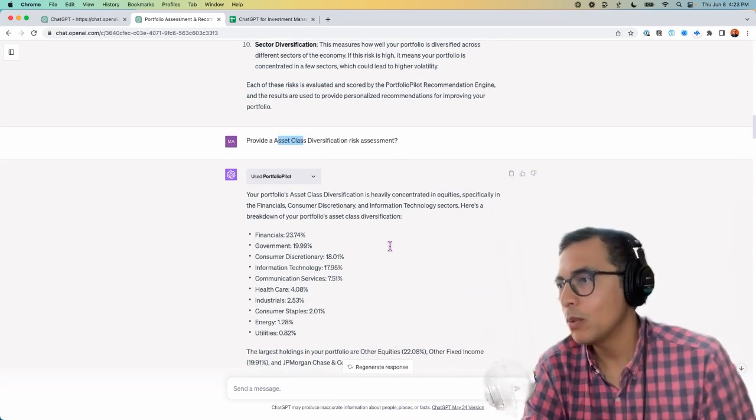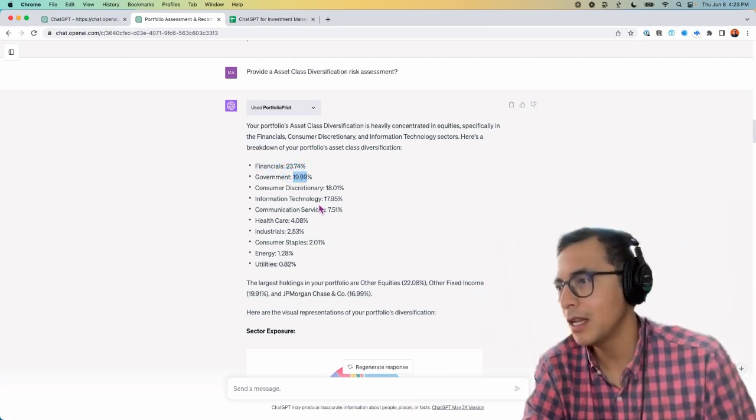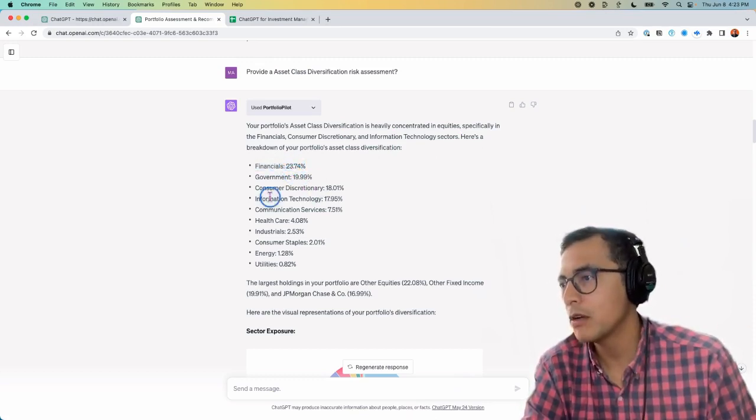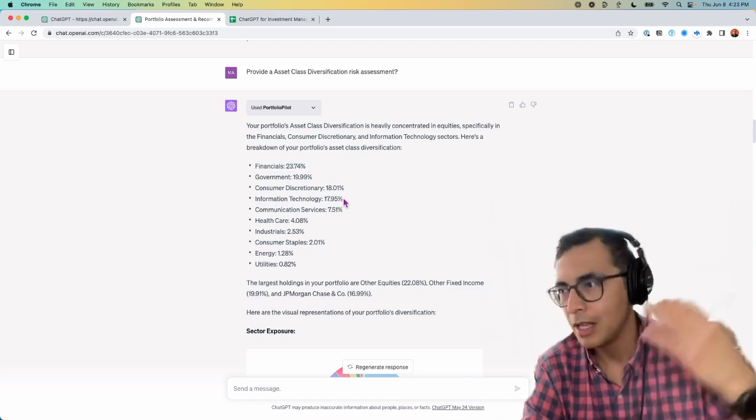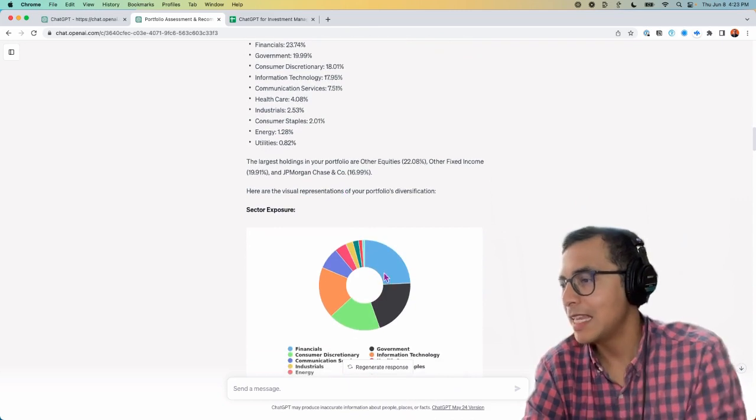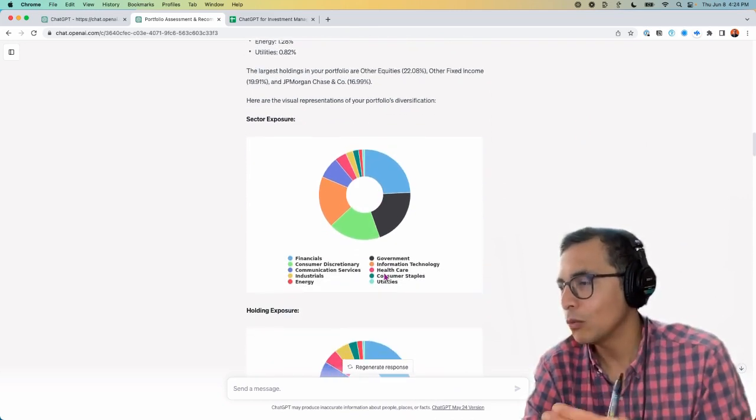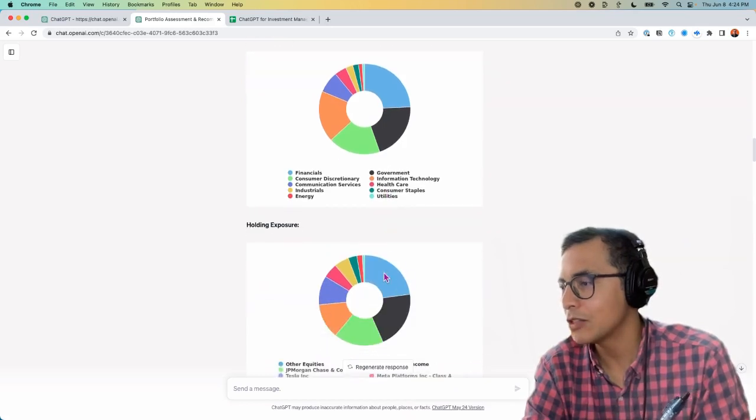And so let's see what ChatGPT returns with here. It's telling me that yes, I have over concentration in certain sectors via equities, and that's financials. I'm heavy financials, I'm heavy government via the bond ETF, I'm sure, heavy consumer discretionary, heavy information technology, yes, with Amazon and Meta. So these all seem like pretty good recommendations, and it even gives us a nice little visual here of our weights across these different sectors as well.